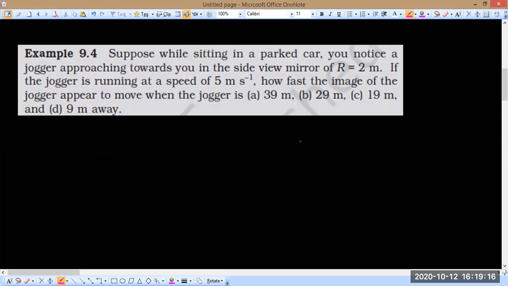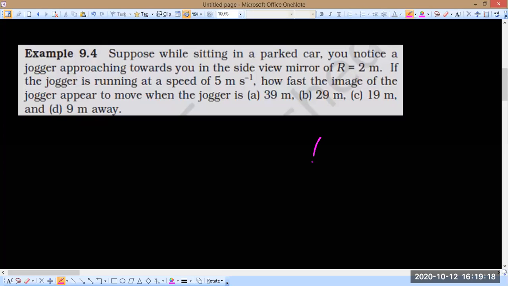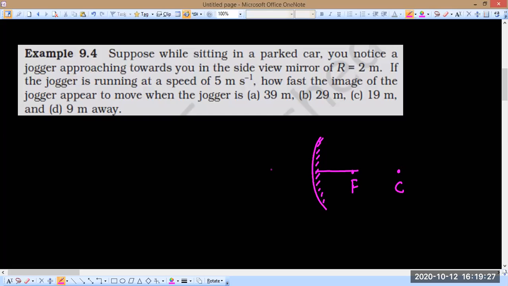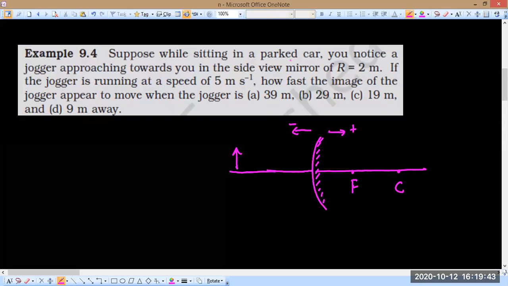So we are given that here is a convex mirror. As usual, it has a focus, it has a center of curvature like this. Generally, objects come from the front of the mirror, not from behind the mirror. So positive is going to be on this side and negative on this side, right? Because incident light will be moving towards the right hand side.